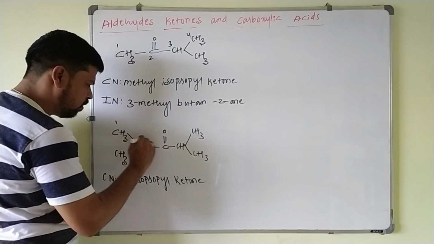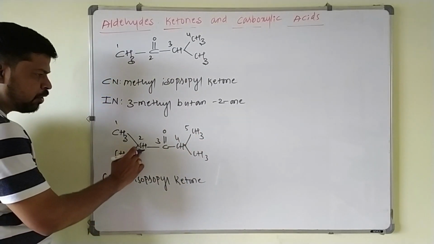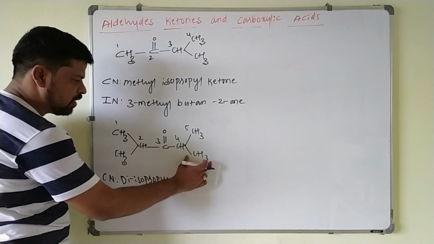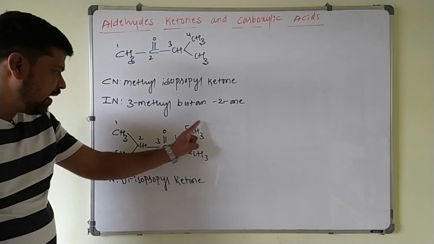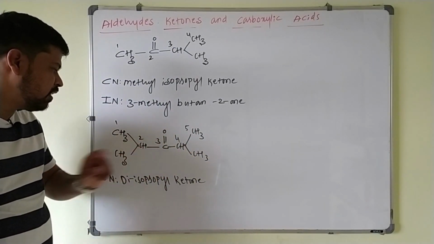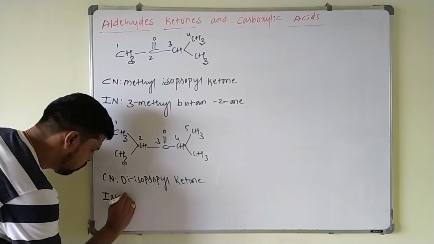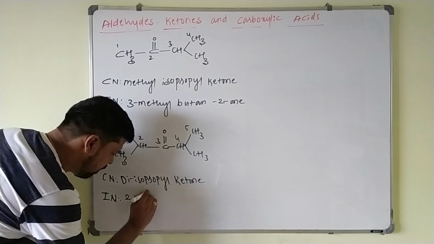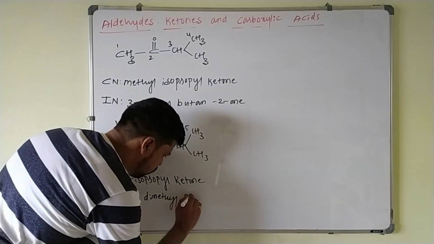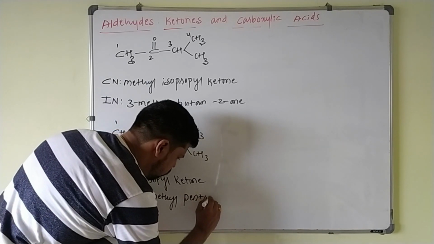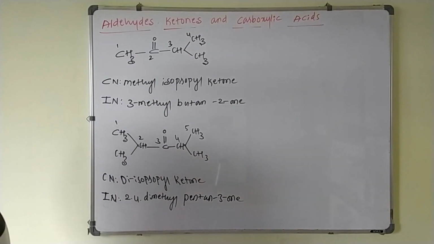So 1, 2, 3, 4, 5. At the second position and fourth position, methyl groups are present here: 2,4-dimethyl, 2,4-dimethylpentan-3-one it is. At the third position the carbonyl group is there. So the IUPAC name is 2,4-dimethylpentan-3-one, the IUPAC name of this compound.